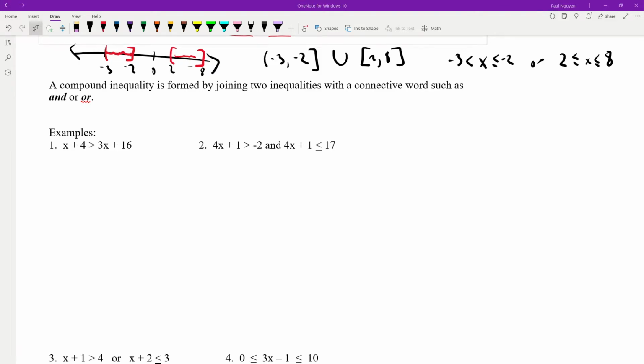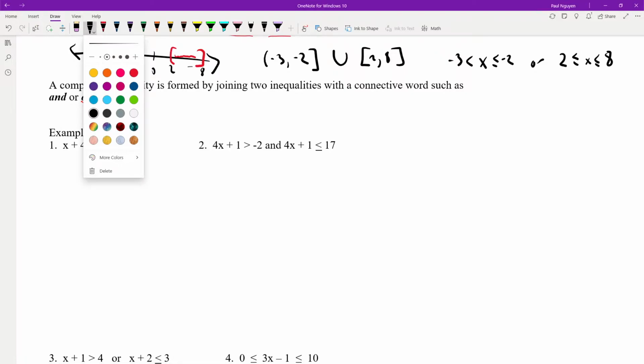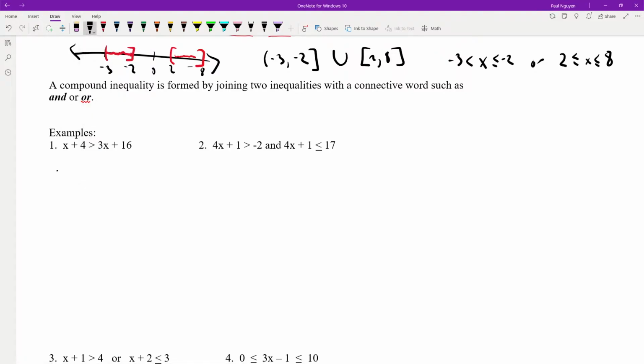Okay, let's go about solving some of these inequalities. Here I have x plus 4 is greater than 3x plus 16. So my strategy is going to be similar to solving an equality. I want to get x by itself on one side of the inequality to express the solution set. So I want to take everything with an x and put it on one side, and everything without an x on the other. This has an x, this has an x, this doesn't have an x, this doesn't have an x.